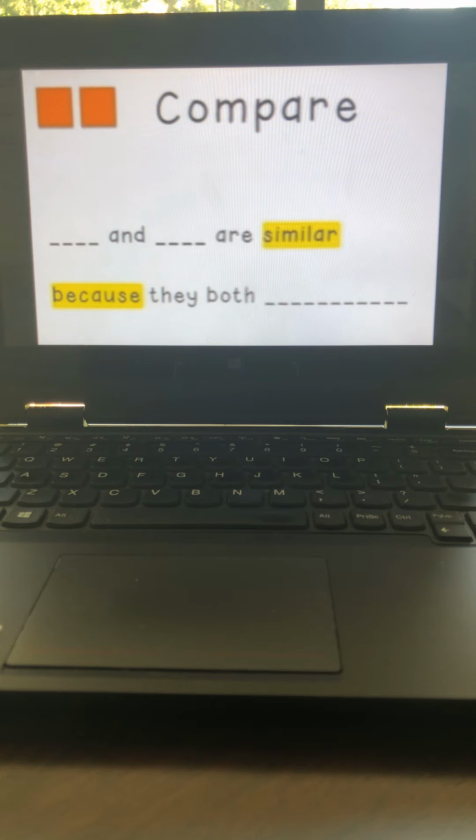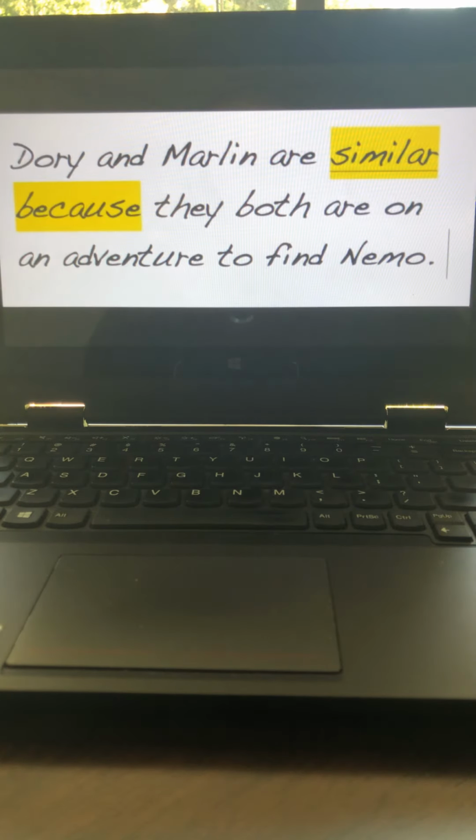So now, let's create some sentences. First, we will compare the two. So blank and blank are similar because they both... So let's think. The sentence we can come up with could be something like this. Dory and Marlin are similar because they both are on an adventure to find Nemo.